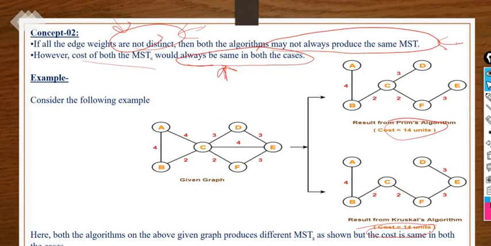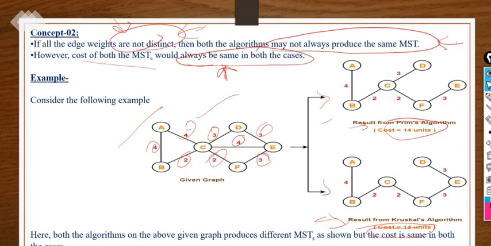if edge weights are not distinct, right? So this is an example in front of you. These 4, 4, 4 are repeating here. Edge weight 3, 3 is also repeating. Edge weight 2, 2 is also repeating. If even one is repeating, it may be possible there will be a different minimum spanning tree for the two algorithms, but the cost will be the same. Either you apply Prim's or Kruskal, the cost will remain the same, but the subgraph or spanning tree may vary in case of non-distinct edge weights.